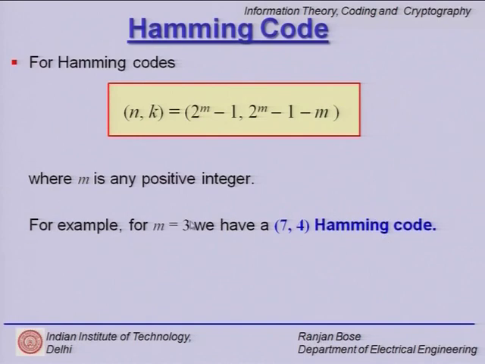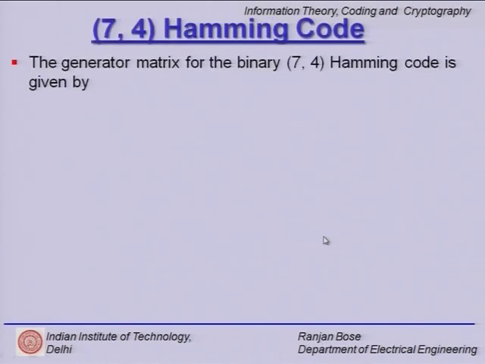If you put m is equal to 4, you can have another value, say 15 here and 11 here. So, (15, 11) is another valid Hamming code. So, let us look at the generator matrix for a binary (7, 4) Hamming code.